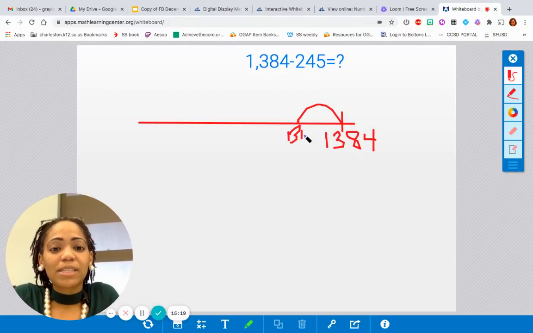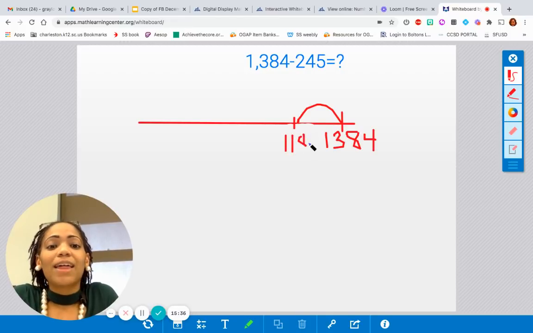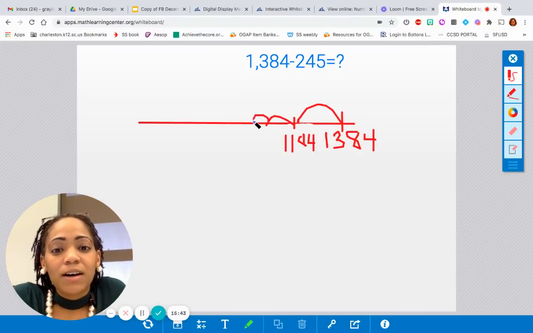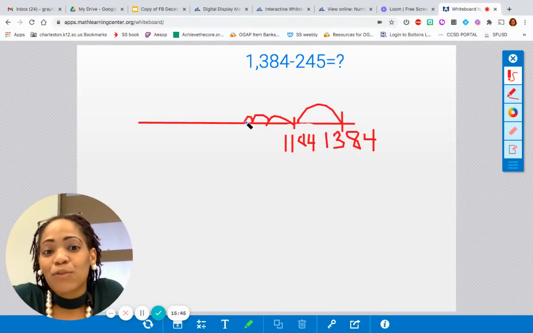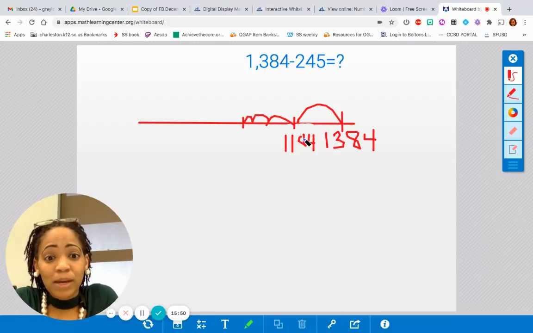And then we would take away our 40. Oh wait, did Ms. Trammell do that right? No, she did not. Good thing I caught myself. If I took 200 away, I actually end up with 1,184. And then I could take away my 40, which would be 1,144. And then I could take away my 5. Well, my 5 I'd have to cross over, so I end up having to regroup using my knowledge of regrouping.